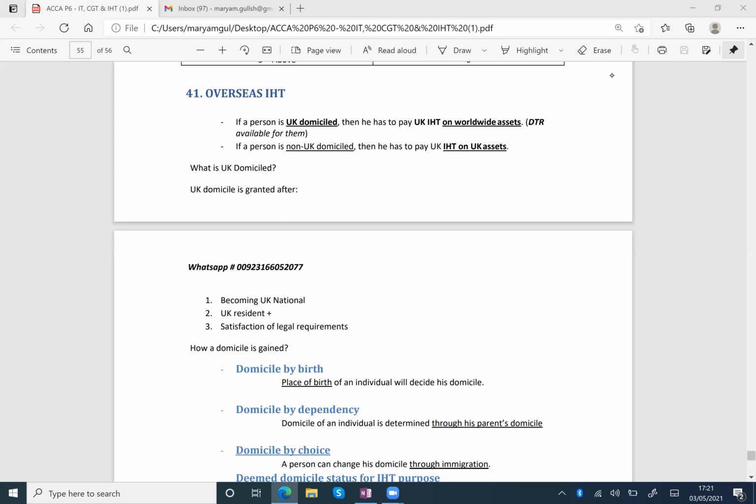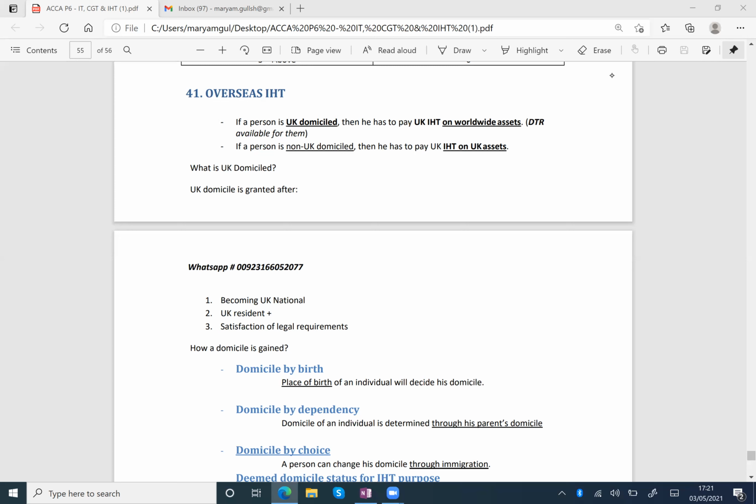The second point, however, with effect from 6 April 2017, there are three situations in which a non-UK domiciled individual can be deemed to be UK domiciled for IHT purposes. I mean, after 2017, there are three situations in which you will be considered as deemed domicile for IHT purposes. Deemed means you are not domicile, but you have to assume you are UK domicile. In which three situations will you be assumed to be deemed domicile?